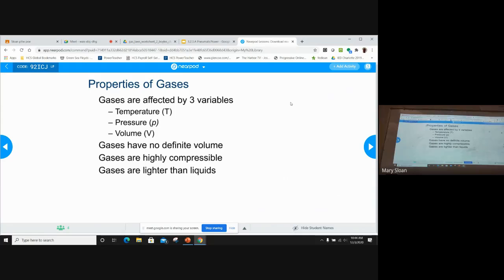So please write this down in your book. Properties of gases have to do with three variables: temperature, pressure, and volume.